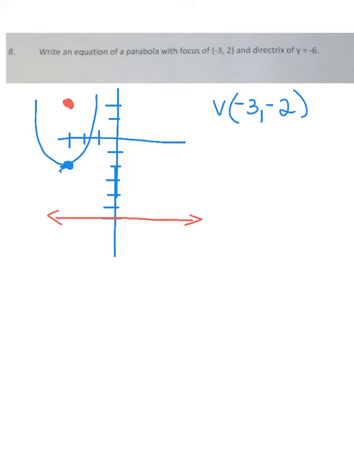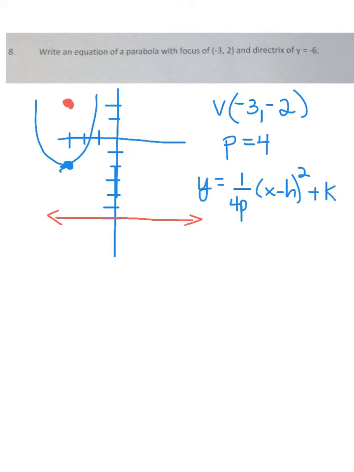I also know that my p-value, and remember your p-value is the distance from the vertex to the focus, which is 4. Or it could be from the vertex to the directrix. That's also 4. So any way you want to look at it, doesn't matter. So we know that my p is 4. All right, we also know that this parabola opens up. So that means that's a y equals. And because it opens up, that's going to be a positive 1 over 4p. And then I know the formula is x minus h, that quantity squared, plus k.